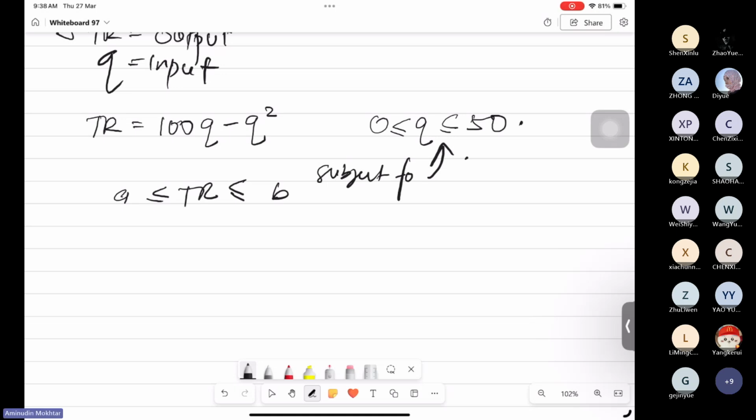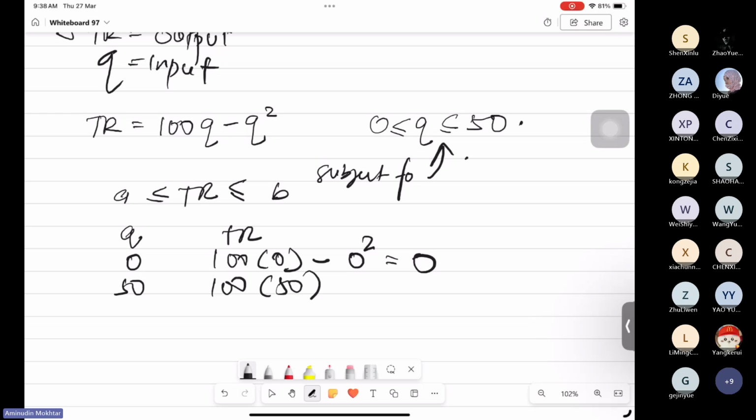Okay, now we take Q equal to 0, the minimum value, and Q equal to 50. What happened to TR? When Q equal to 0, TR equal to 100 times 0 minus 0 squared, which equals 0. And the next one, when Q equal to 50, TR equal to 100 times 50 minus 50 squared. Okay, please use your calculator to calculate this value.